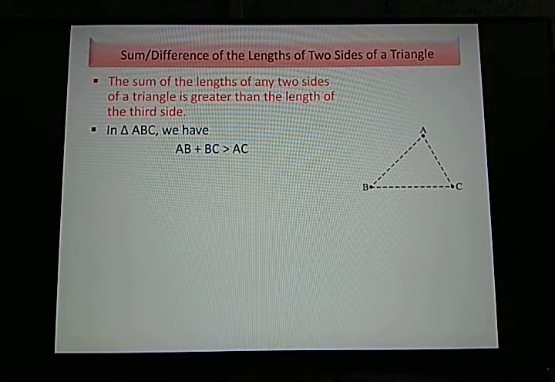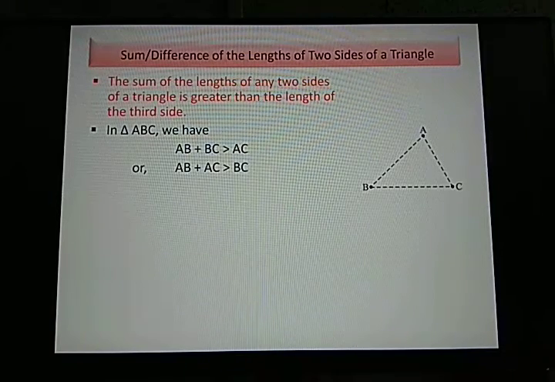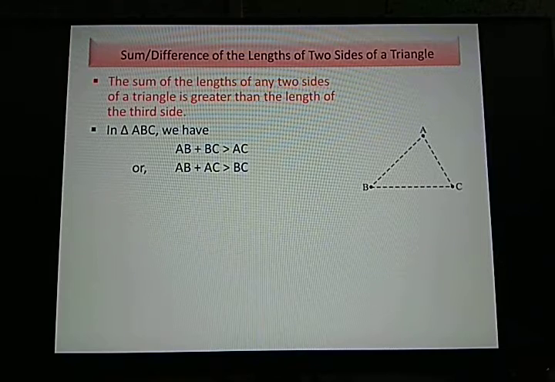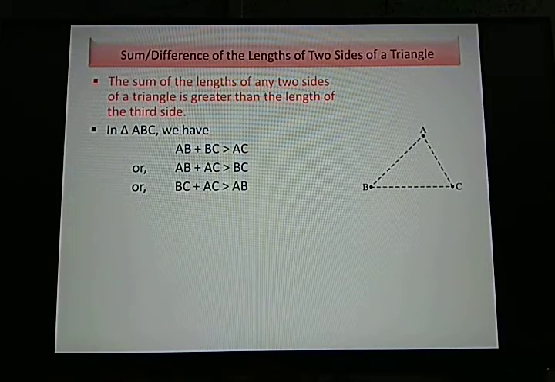Similarly, there are two other cases. The second case is if we take the sides AB and AC, then which is our third side? Yes, of course, side BC. So if we take their sum, AB and AC, it will definitely be greater than the third side. And similarly, the third case is if we take the sides BC and AC, then which is the third side? Yes, AB is the third side. So their sum will be greater than the third side.